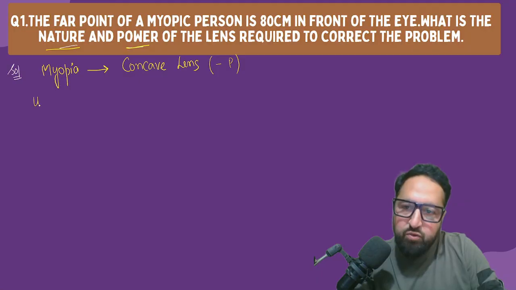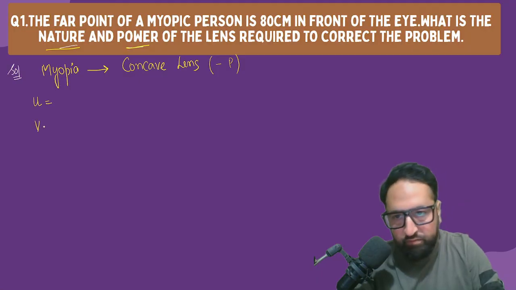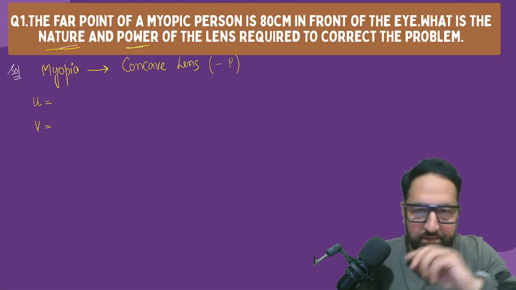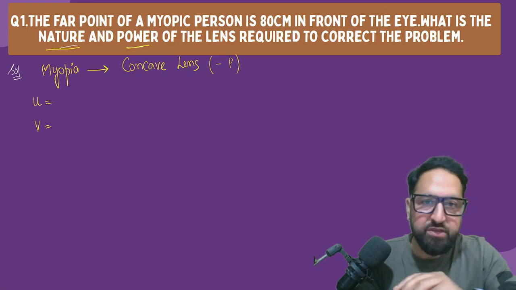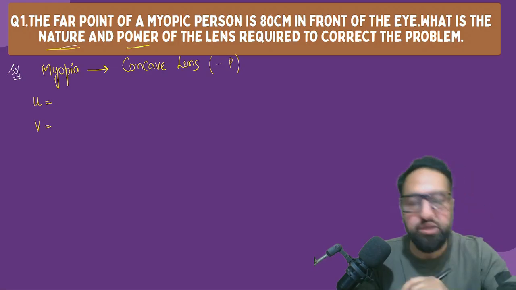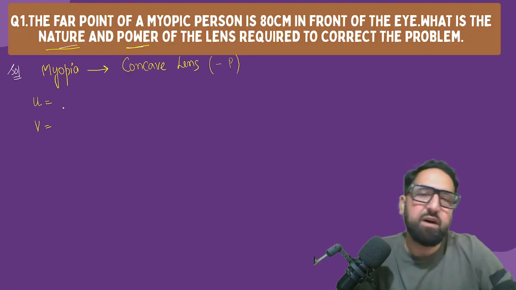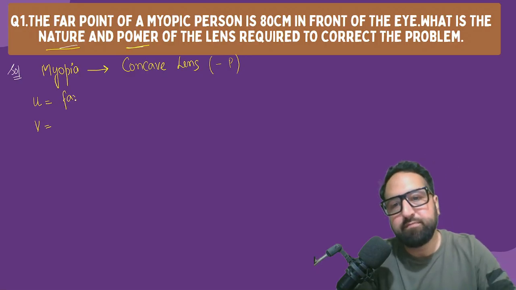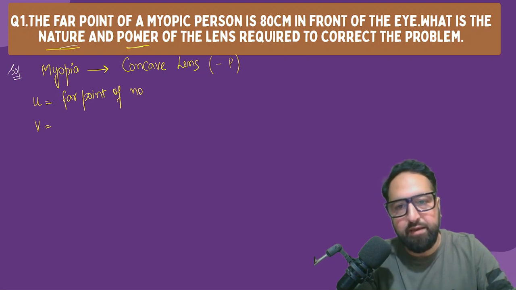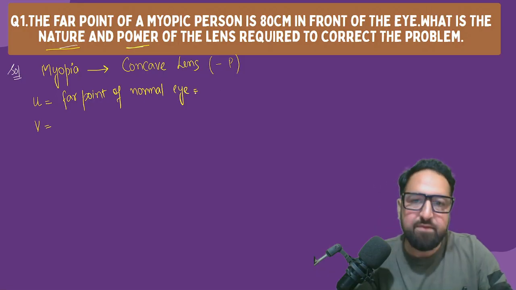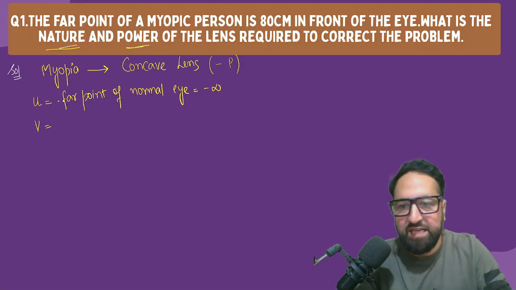First, we will write U and then we will write V. What is U in myopia? Yes. What changes in myopia? Is it the far point which changes or is it the near point which changes? Yes, it is the far point which changes. So U will be taken as far point of the normal eye. And what is the far point of the normal eye? Okay, I will write it for you. Far point of normal eye. And what is the far point of normal eye? It is infinity, yeah? So we will write it as minus infinity as we write.